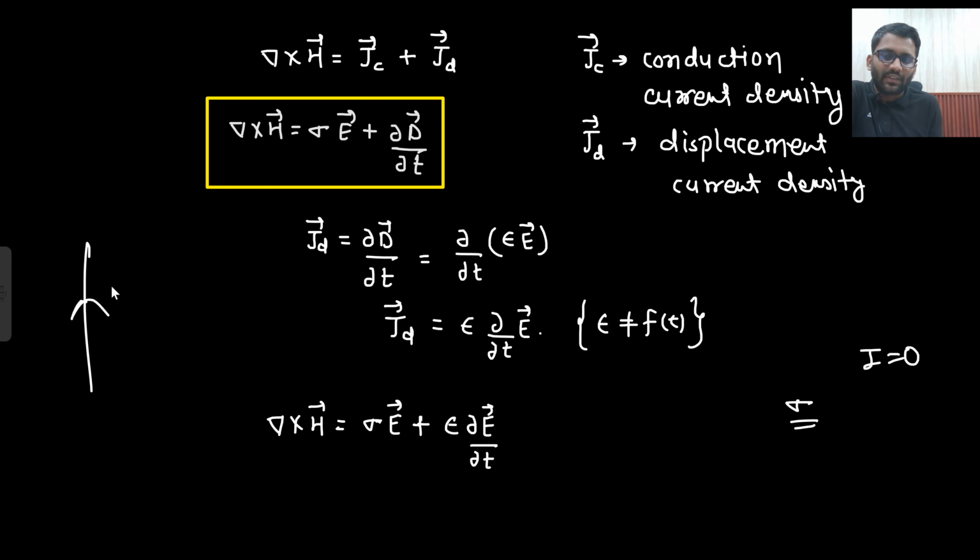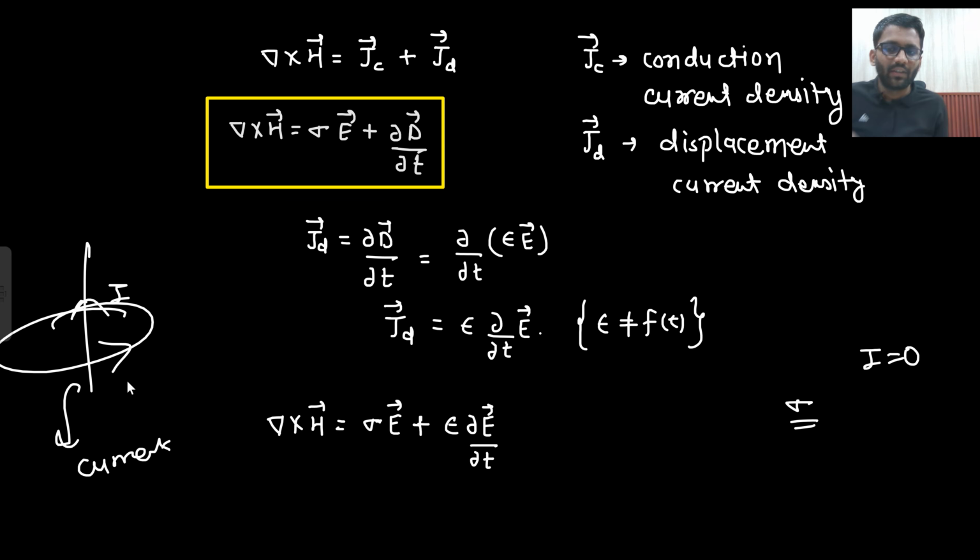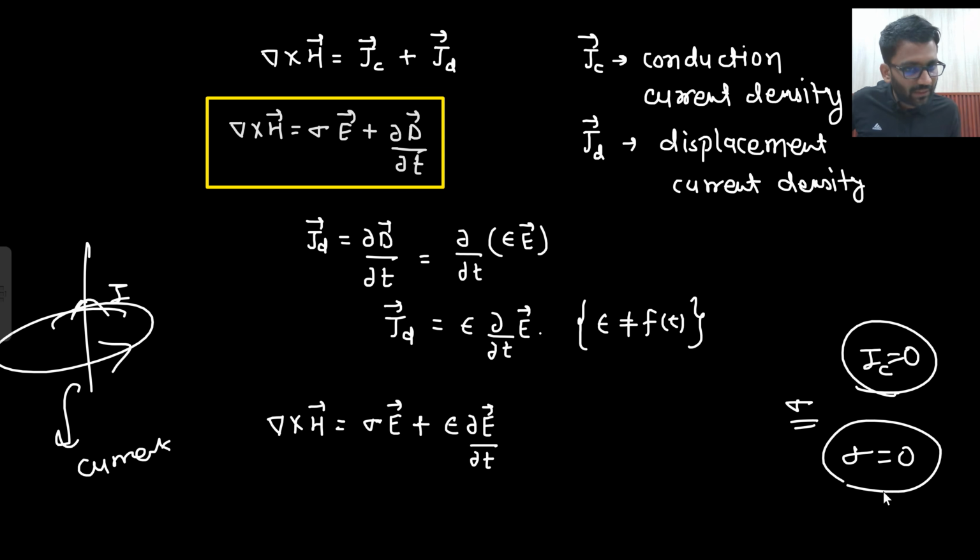What do I mean by that? This was a current carrying wire, so it was generating some magnetic field. If there is current, then certainly there will be a magnetic field. If sigma is 0, then current will be 0, and if there is no conduction current, then we thought the magnetic field should be 0. But even if sigma is 0, if the electric field is changing, then certainly it will generate some space varying magnetic field. Is that statement clear to you?